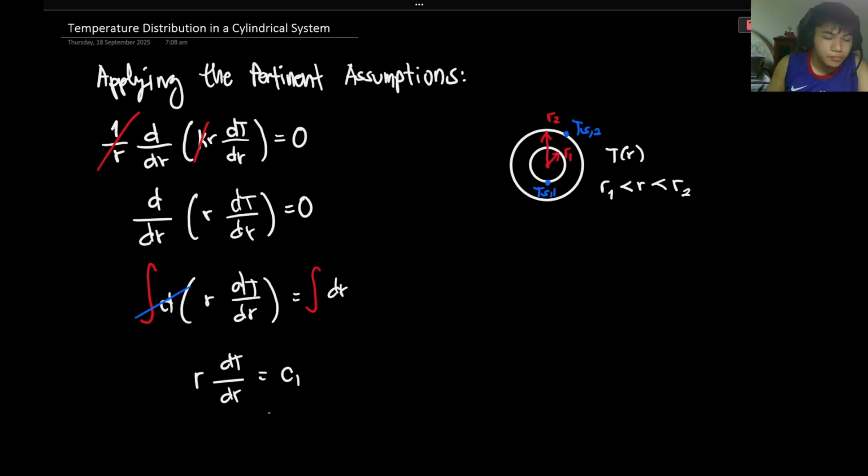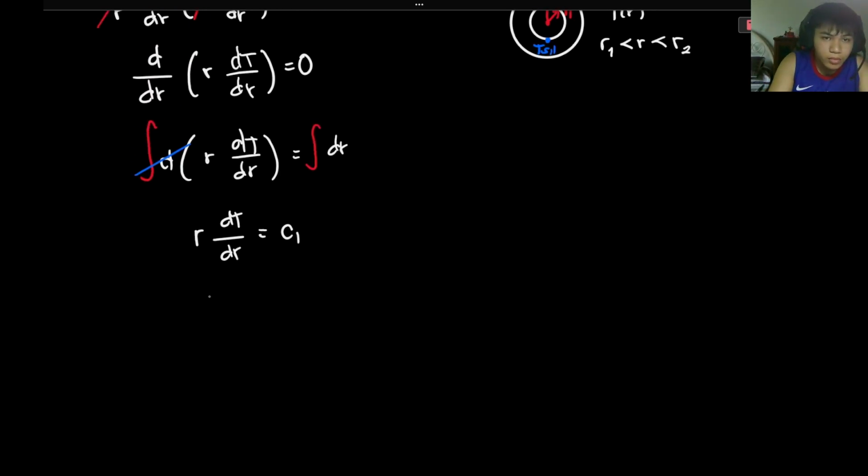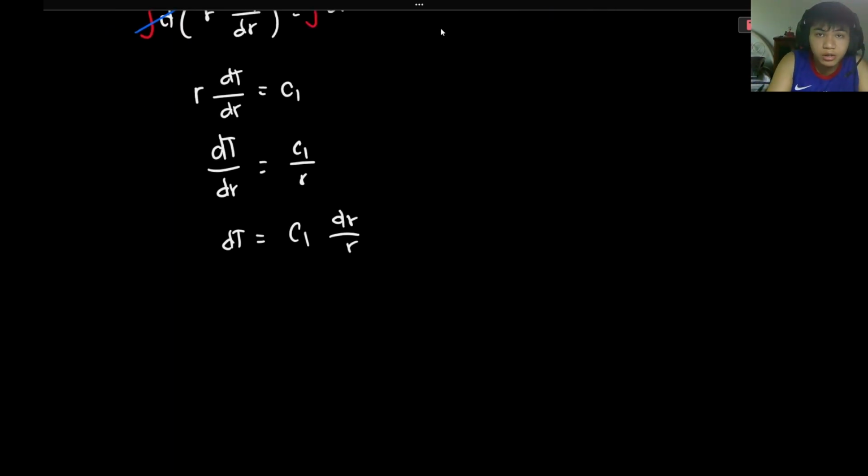Again, we have to isolate our variables. That will be dT over dr is equal to C1 over r. Separating, we isolate our dT, so it will be dT equals, taking out our constant C1, dr over r. Again, we are ready to integrate our expression.